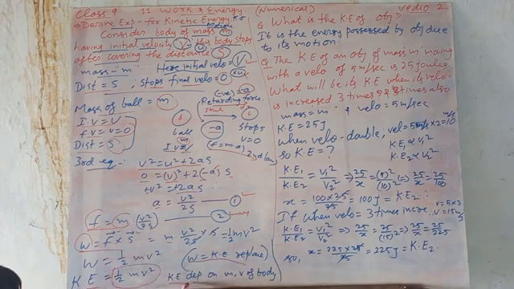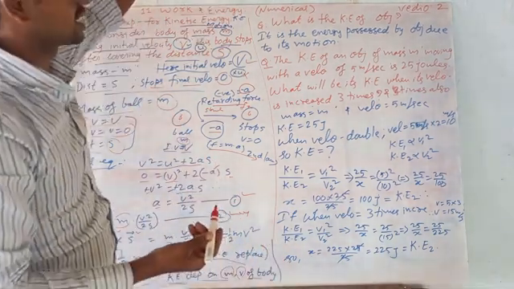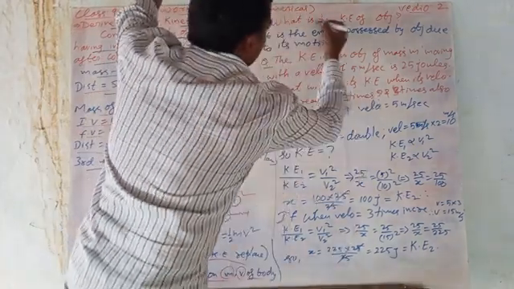This equation is already derived by us. So kinetic energy depends on the mass and velocity of the body. Remember this. So your first question: what is the kinetic energy of an object? Look here at that question.